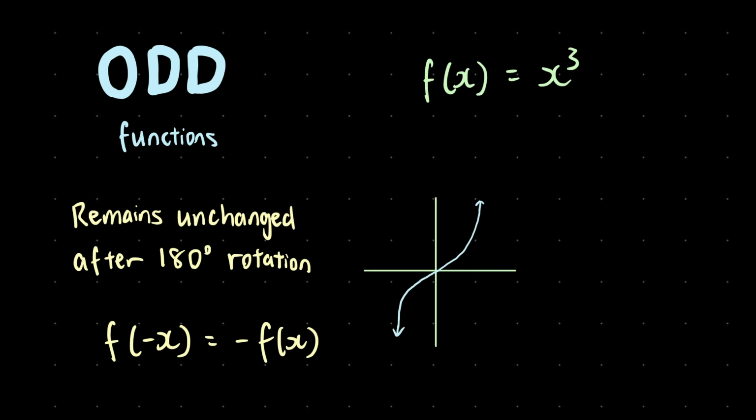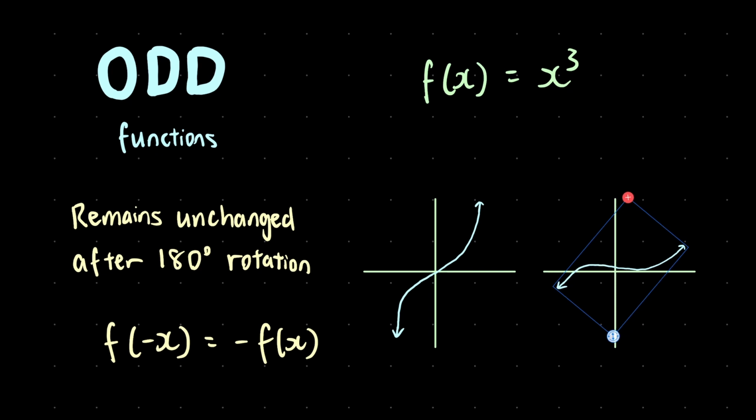We have f(x) = x^3 here, and the graph is shown here as well. What I'm going to do is rotate this graph 180 degrees. And we can see that we end up with the same graph, if my drawing wasn't so bad. But anyway, we can further show this by doing some algebra and seeing if the equation holds.